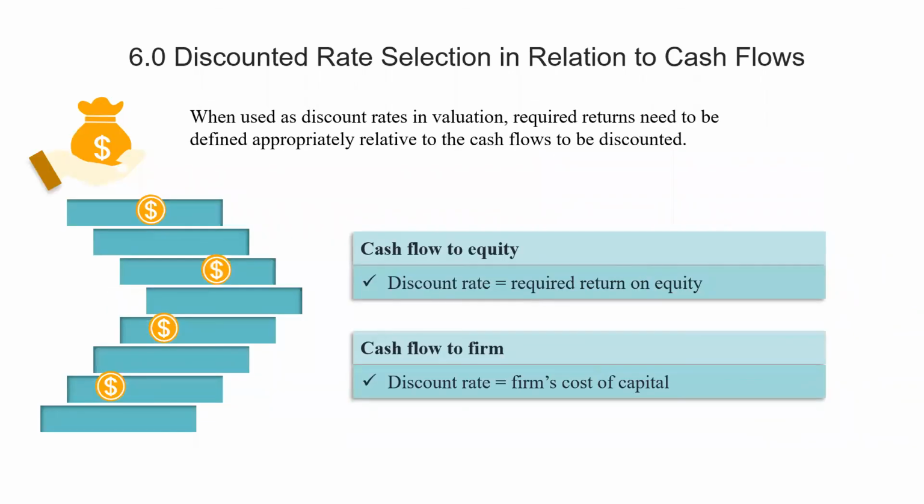The last topic is discount rate selection in relation to cash flows. When used as discount rates in valuation, required returns need to be defined appropriately relative to the cash flows to be discounted. Cash flow to equity is the cash flow after more senior claims such as promised payments on debt and taxes have been fulfilled. When a cash flow to equity is discounted, the discount rate used is the required return on equity. As for the cash flow to the firm, which is the cash flow available to meet the claims of all of a company's capital providers, the discount rate used is the firm's cost of capital.